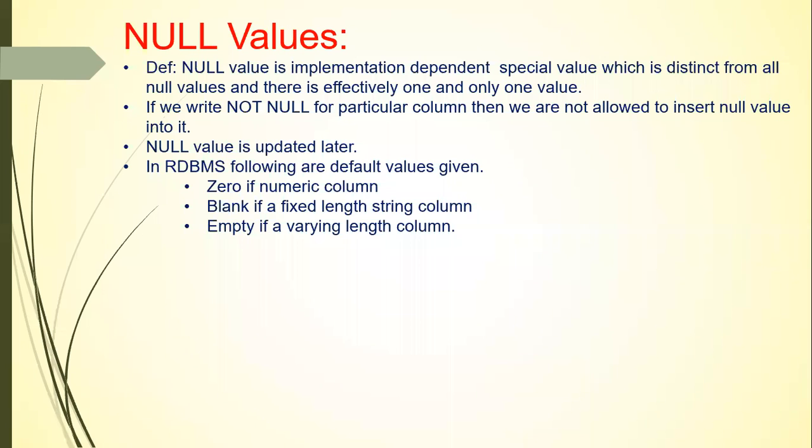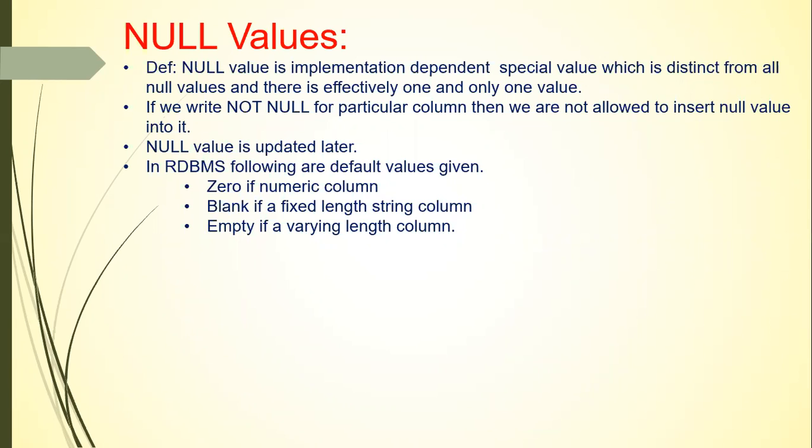Now this null value is a specific value which some attributes can have, because there is a particular possibility in that context. So here we can define the null value: the null value is an implementation dependent special value which is distinct from all other values, and there is effectively one and only one such value. It is not nothing different, it is just a value. If we don't specify anything, we can insert null at that position.